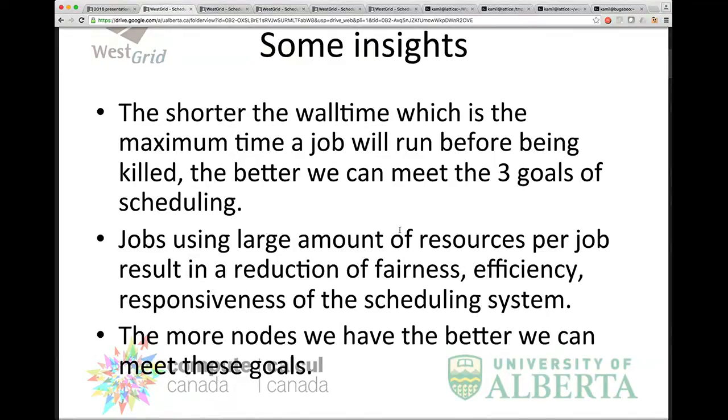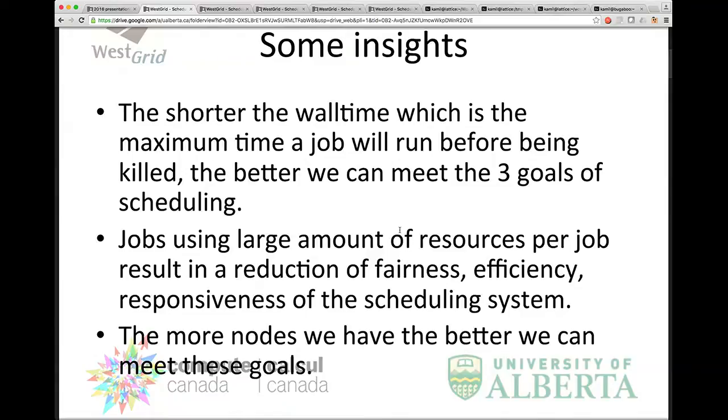So the corollary is that jobs that use a large amount of resources per job result in a reduction of fairness, efficiency, and responsiveness of the whole scheduling system. And the more nodes we have, the better we can meet these goals. So a large, giant cluster, because it has so many nodes, is going to be more responsive. Even if the jobs are the same size and there's twice as many of them, a cluster that is twice as large will be more responsive because more of those jobs will be ending at the same time.